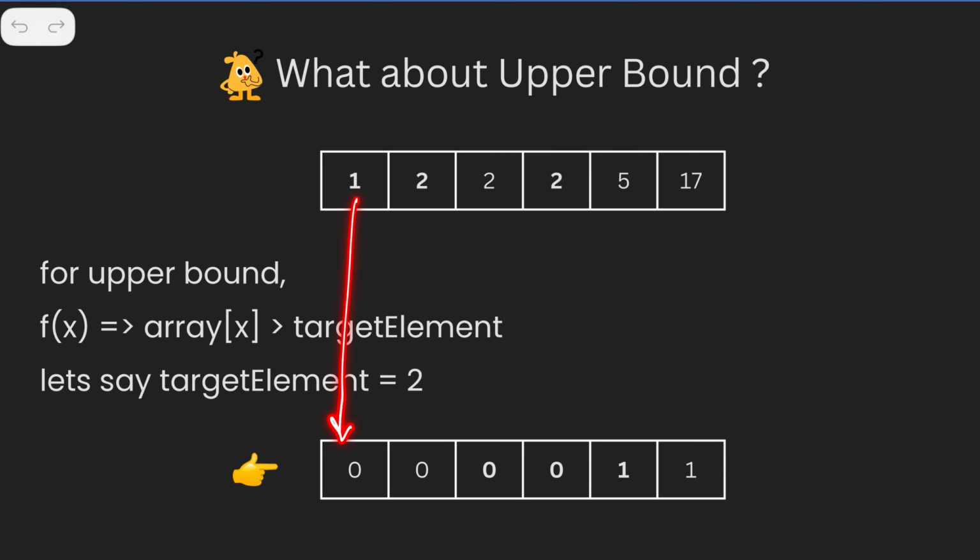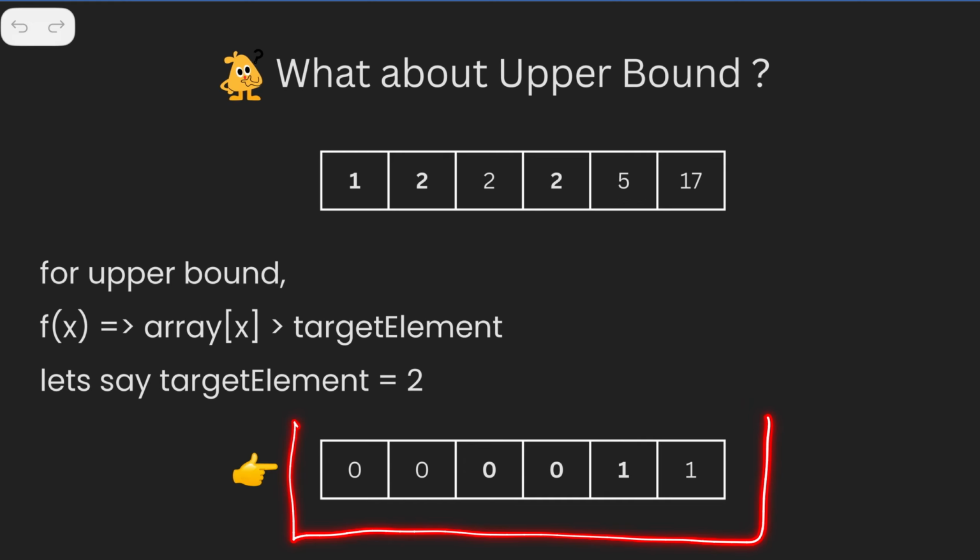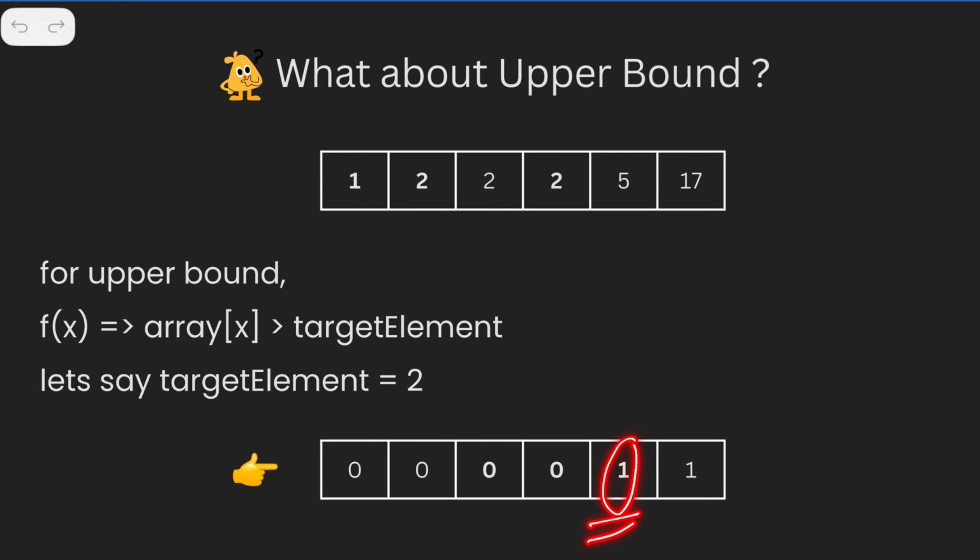1 is not greater than 2, so it will be 0. Same thing goes for 2 as well. See, the value should be strictly greater than our target element. Our target element is 2. That's why all these are mapped to 0. Correct? 5 will be mapped to 1. 17 will be mapped to 1. Now again, I will apply binary search on this array. I will find the very first index where the value of 1 exists. That is going to be index 4. And index 4 is going to be my answer.